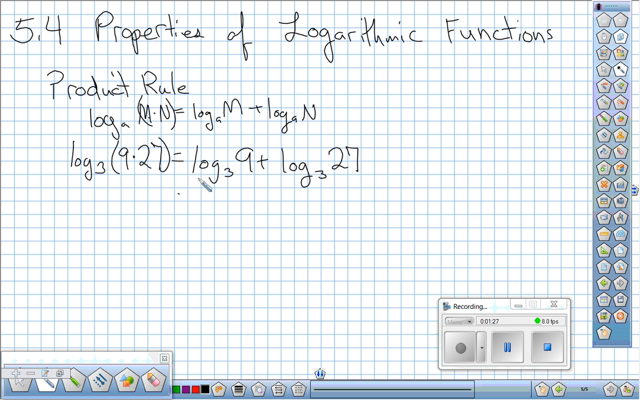So when I do that, I'm going to work down. I'm going to rewrite those. I'm going to rewrite 9 with a base of 3, so 3 squared. And 27 is 3 to the third power, so I'm going to write 3 cubed. And so then that will equal 2 plus 3. And so my answer for that would just be 5.